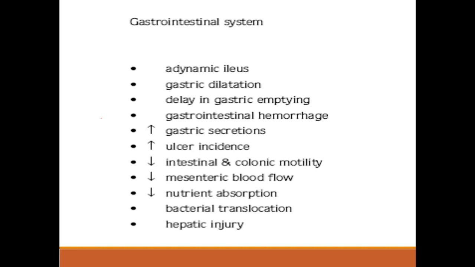And this is as a result of the catecholamines and other steroids that are released from the stress. So it's a form of stress ulcer. So there's decreased intestinal and colonic motility, decreased mesenteric blood flow, decreased nutrient absorption, and there's bacterial translocation. Now, because of decreased perfusion of the intestine, there is loss of mucosal integrity, which will lead to translocation of bacteria into the systemic circulation, leading to sepsis.